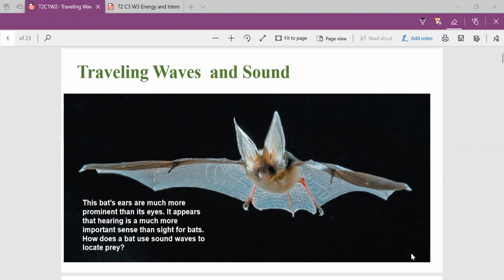So we are looking at the beginning part of our chapter 15, which is traveling waves and sound. We'll be looking at this and other subheadings to buttress the points about traveling waves and sound. All right. We'll have this image before us, the image of a bat, which is a typical example of how animals make use of waves and signals to better survive in their habitations.